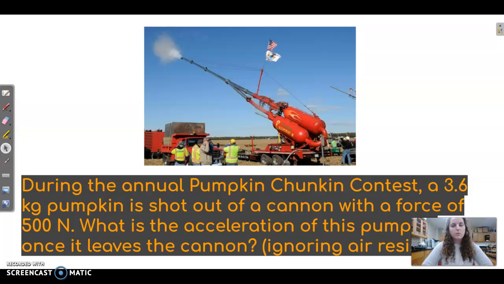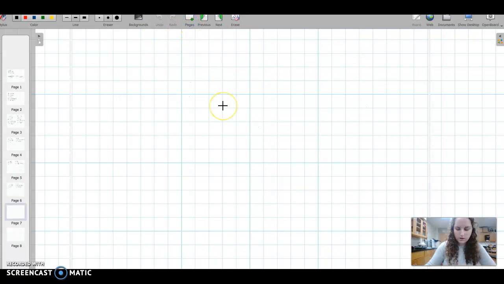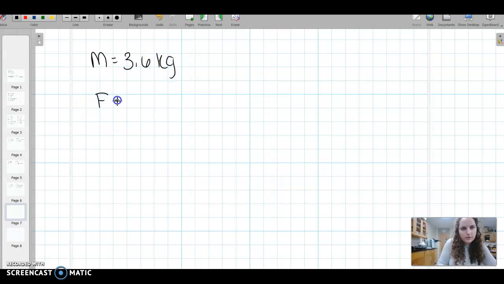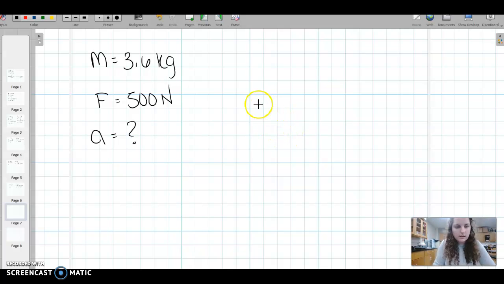So during the annual pumpkin chunking contest, a 3.6 kilogram pumpkin is shot out of a cannon with a force of 500 newtons. What is the acceleration of the pumpkin once it leaves the cannon? So we are looking for context clues here. So we are given 3.6 kilograms and we're also given a force of 500 newtons. So let's write those down. So our mass is 3.6 kilograms. Our force is 500 newtons. We are trying to solve for the acceleration once it leaves that cannon.